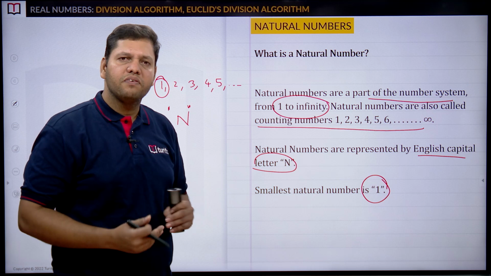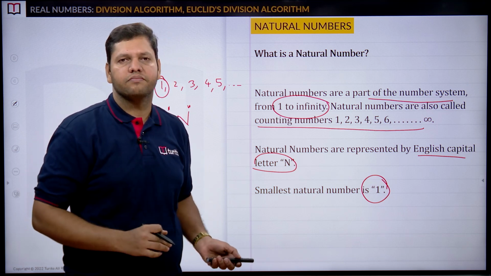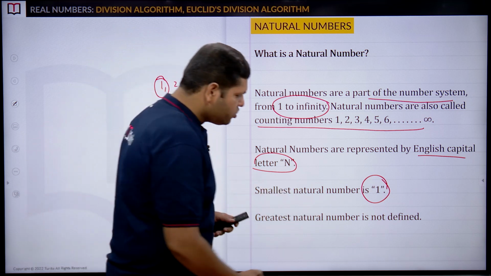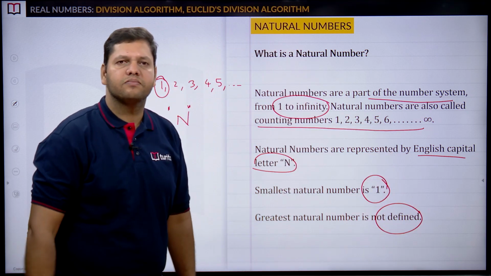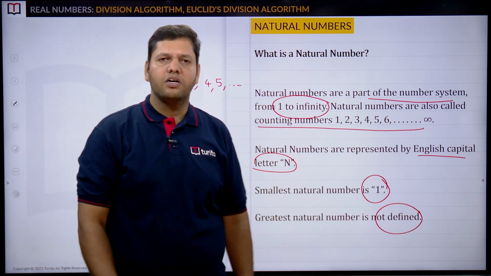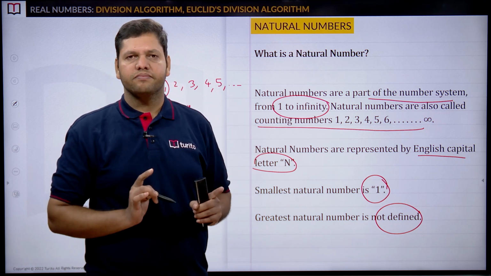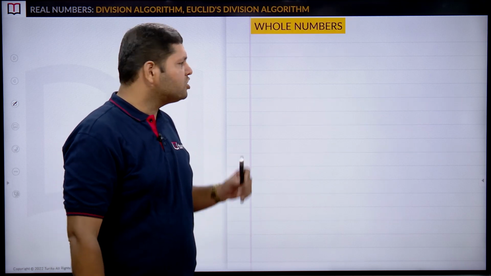So in that case, what can we say? The greatest natural number is not defined. Okay? So we can say the greatest natural number is what, children? It is not defined. Clear, children? The greatest natural number is what? Not defined. So children, that is about the natural numbers. Clear, everyone? Okay. Then the next type of number is what?